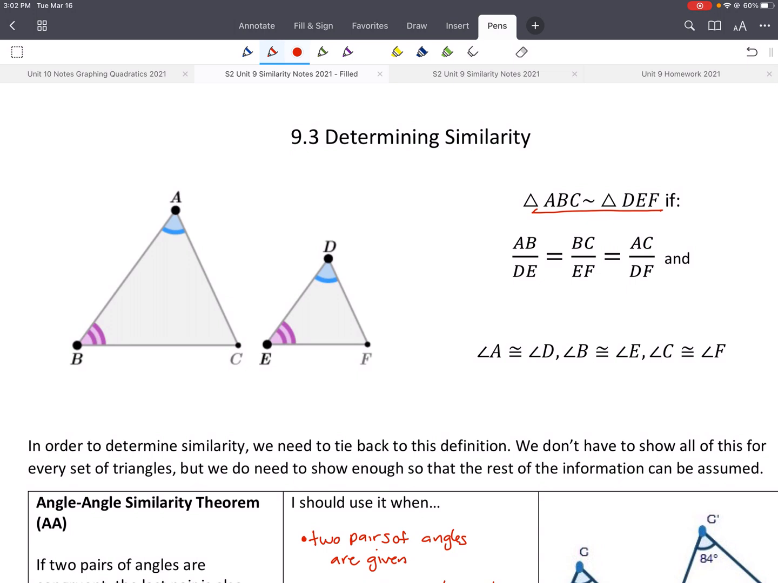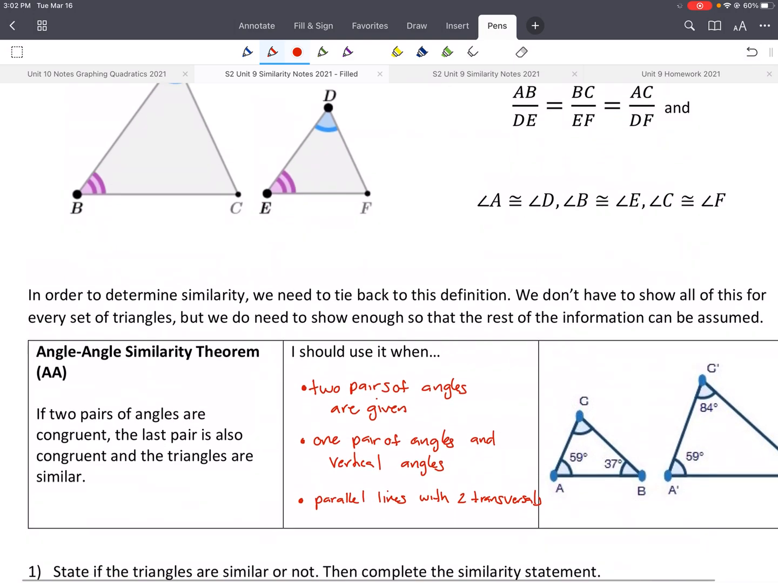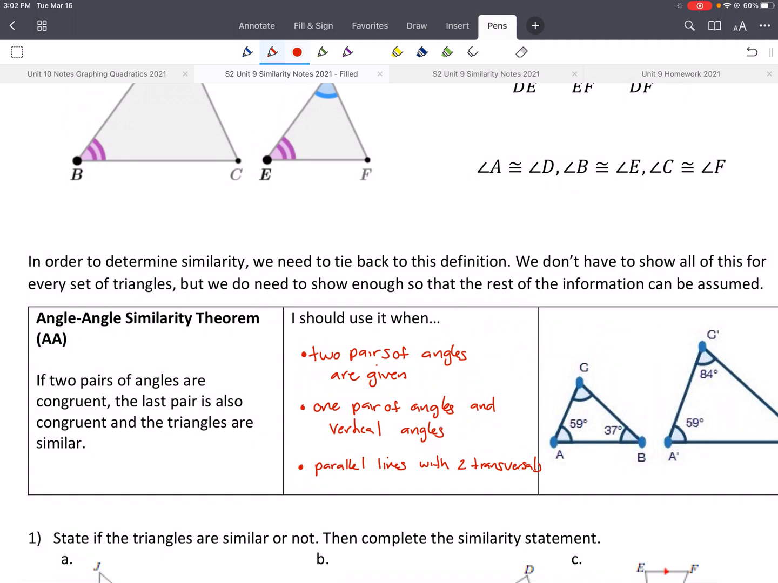All right, so for example, if we know what D and E are and that they are congruent, then we know that these have got to be congruent, okay, equal. So something like that where we don't need all the information, but we need some of them. So for just example, what we're talking about is angle-angle similarity. All right. If two pairs of angles are congruent, the last pair also is congruent, and the triangles are similar.